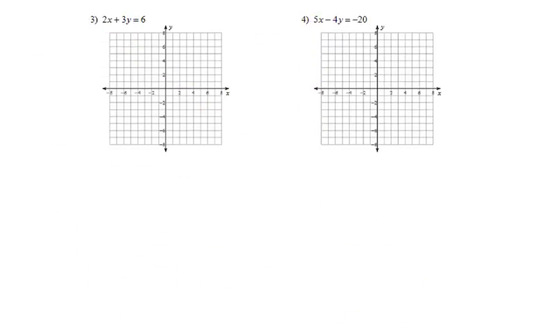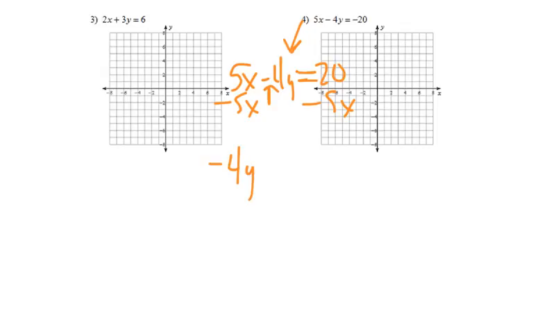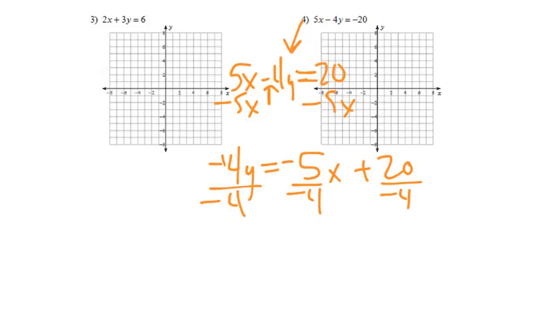Now, number 4, same idea. I could look at this and try to do the x- and y-intercepts, but let's take a look at making it slope-intercept form first. So we would subtract 5x. Now that negative stays with it, so negative 4y equals negative 5x plus 20, because I still can't combine an x term with a regular term. Divide by negative 4. We get y equals positive 5/4 x minus 5.